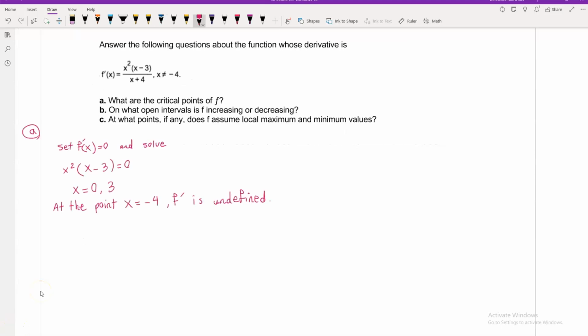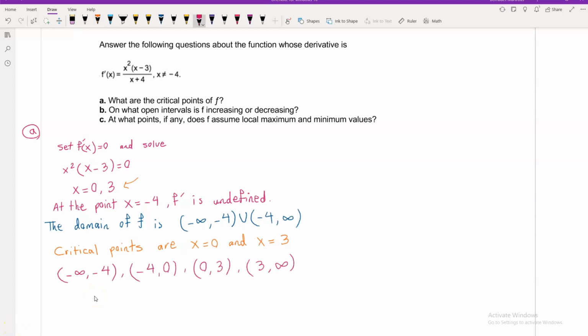To find critical points of f, set f prime of x equal to 0 and solve for x. So x squared times x minus 3, this is what we have in the numerator. So set this equal to 0, solving for x. x is 0 and 3. At the point x equal to negative 4, f prime is undefined. So negative 4 does not belong to the domain of f. That means that negative 4 is not a critical point. Based on the domain of f, negative infinity, comma negative 4, union negative 4, comma positive infinity, our critical points are 0 and positive 3.